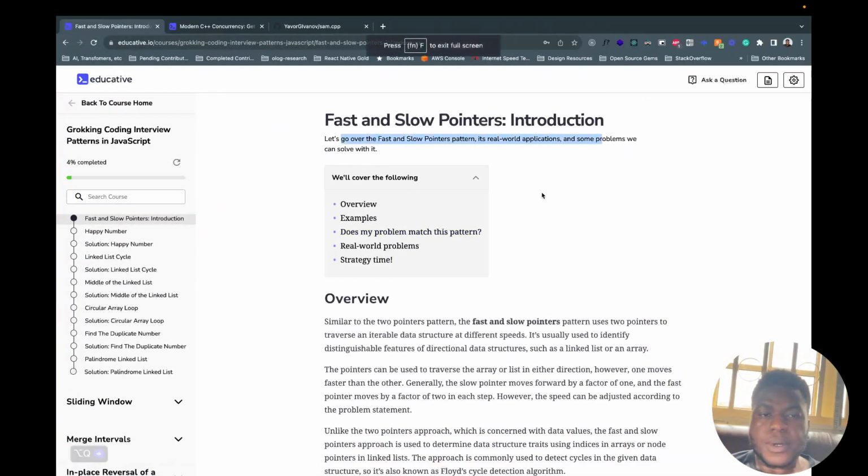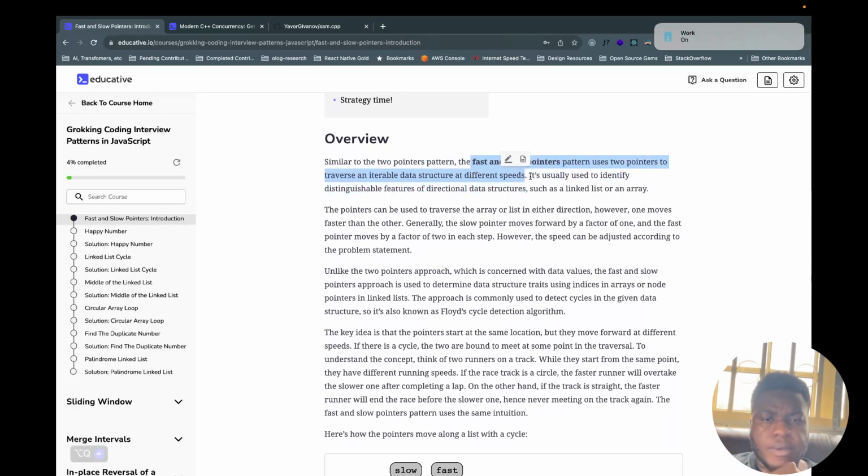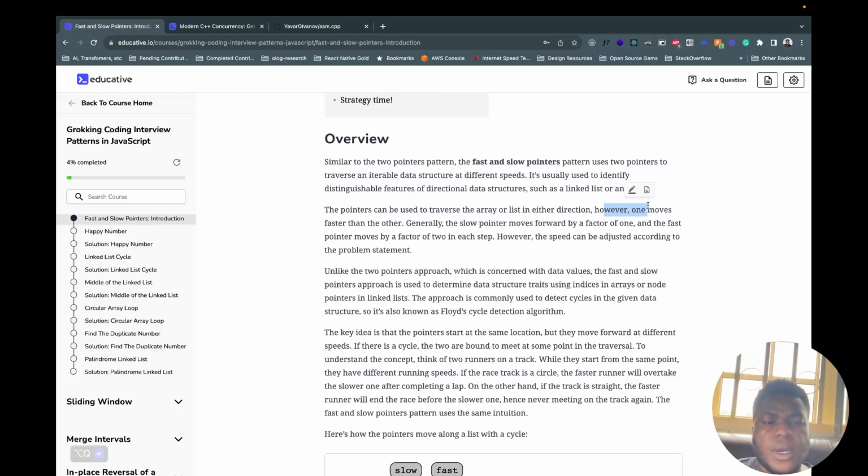Let's go around this pattern. It's similar to the two-pointer pattern: fast and slow. Two pointers traverse an iterable data structure at different speeds. It's usually used to identify distinguishable features of a directional data structure, such as a list or array. The pointers can be used to traverse the array or list in either direction. However, one moves faster than the other.